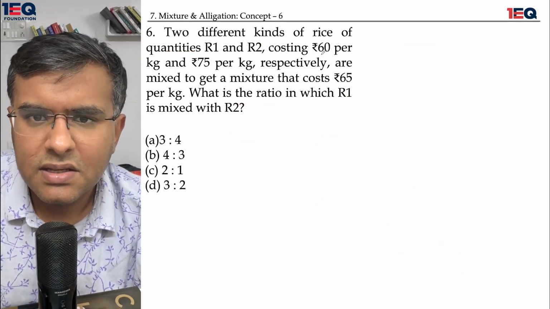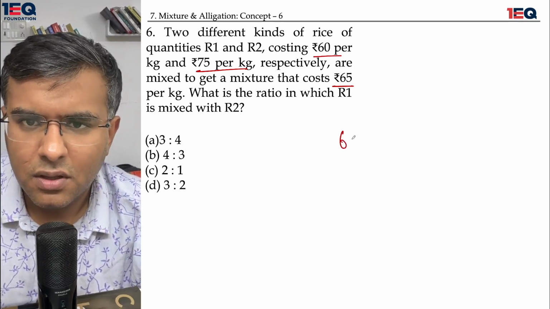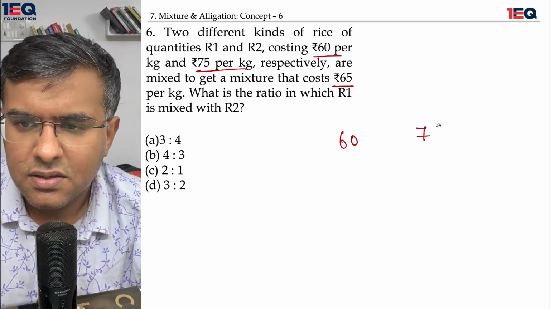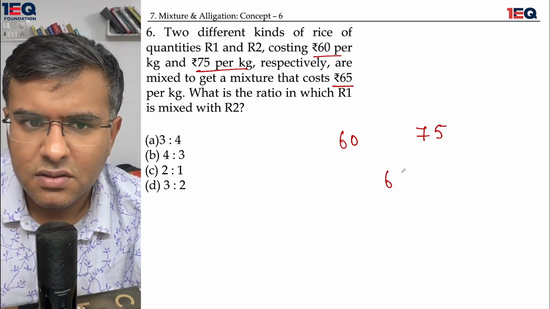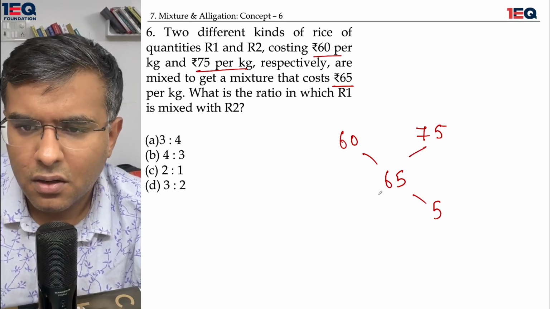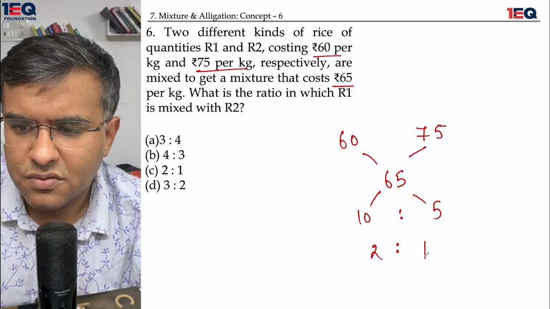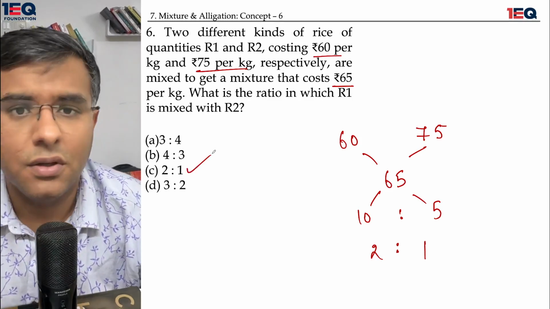Coming again, 60 per kg and 75 per kg, 65 per kg. Okay, 60, 75, 65. The ratio in which R1 and R2 were there are 10 is to 5 or 2 is to 1. Okay, so we have 2 is to 1 here.